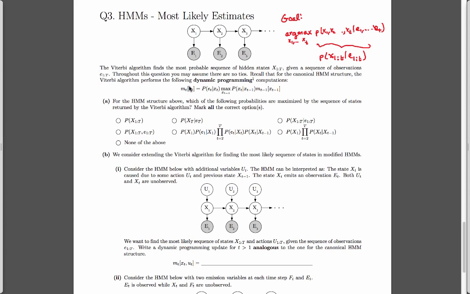And the way that it computes it is using dynamic programming, meaning that instead of looking at all the possible sequences of states, it keeps track of the maximum sequence of states so far, up until some time step t, and then uses that to compute the next most likely sequence of states up to x_{t+1}. And this is what your update looks like.